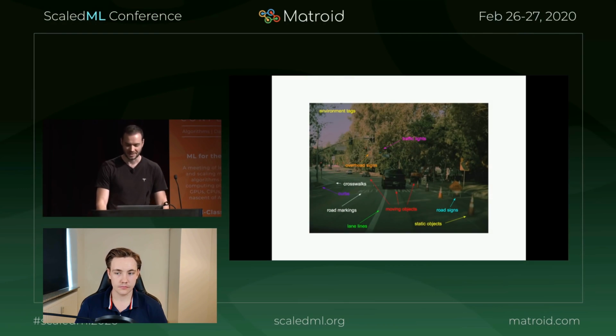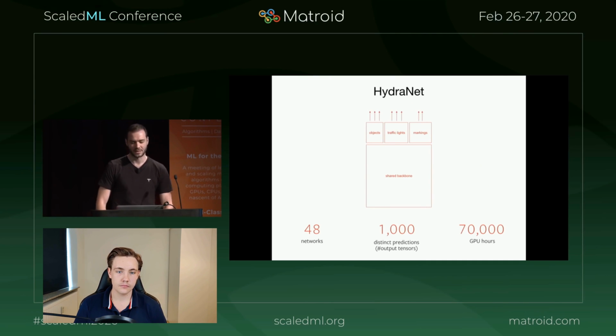We have to know a lot about any scene, and each one of those things has their own data engine. So what we end up doing is we have these neural networks that have a shared backbone, and then they're multitask, juggling lots of different tasks. And in total, the team is currently maintaining 48 networks that make 1,000 distinct predictions. These are just the raw number of output tensors.